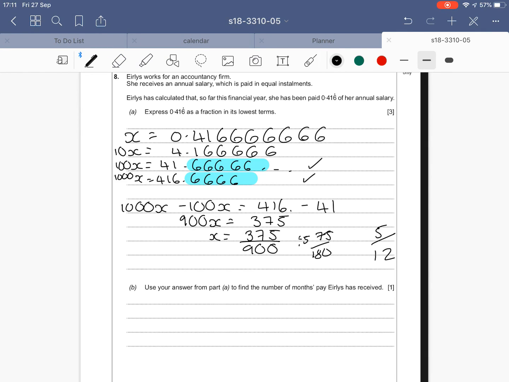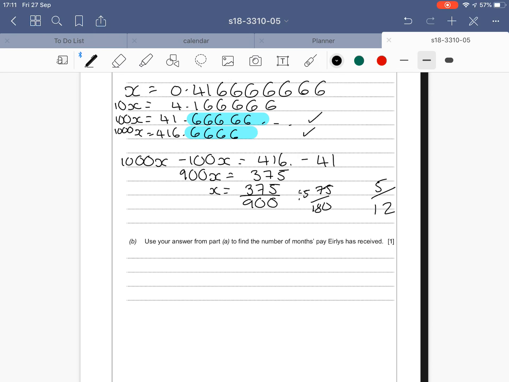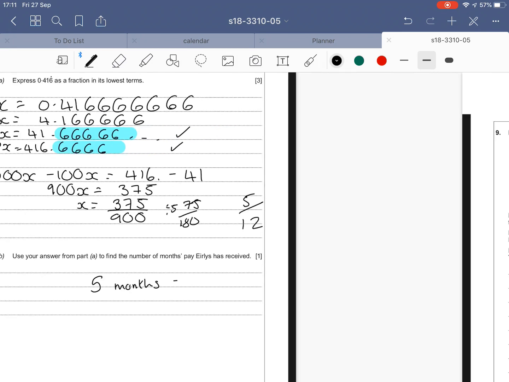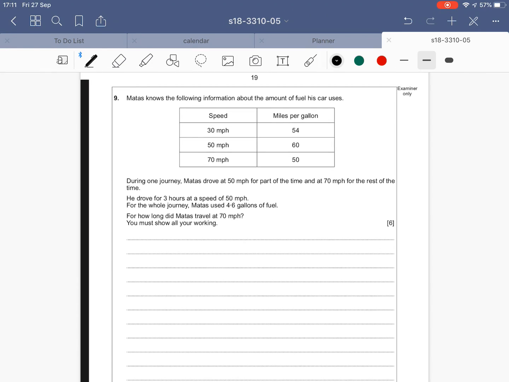So next one, using your answer to part A, find the number of months' pay that she's received. Well, if it's 5 out of 12 months, then that's 5 months. It was just the top number.